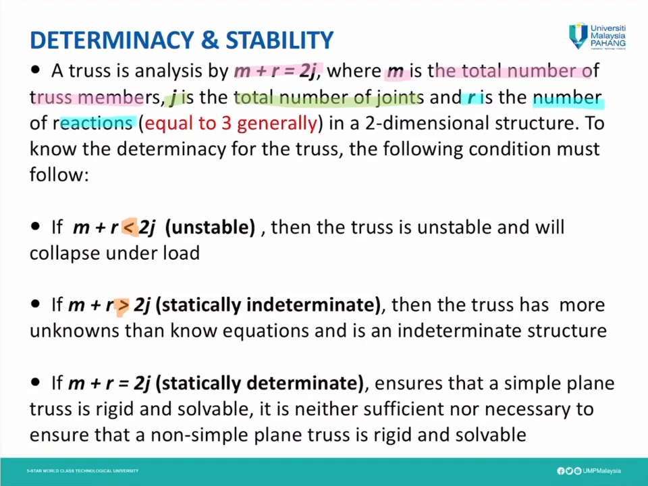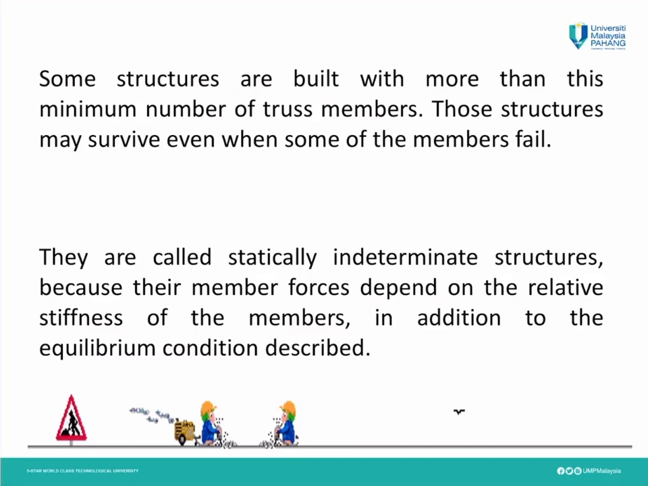That means the truss has more unknowns than equations. And then we have M plus R equal to 2J, which is statically determinate. Some of the structures are built with more than the minimum number of truss members. Therefore, that structure may survive even if some of the members fail. This is called a statically indeterminate structure because their member forces depend on the relative stiffness of the members.